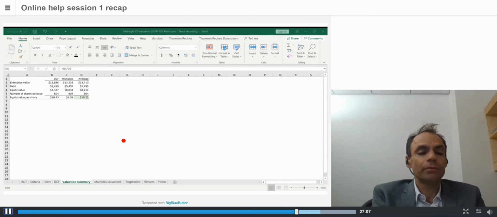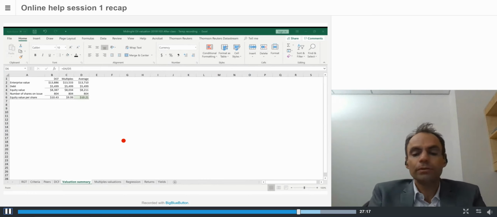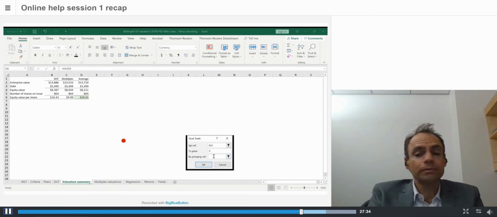So I can have a label here, the difference between input leverage and output leverage, as equal to cell B32 and B31. And then I can use goal seek to make those two numbers the same. So if I go to Data, What-If Analysis, and click on Goal Seek, I want to set cell B33 to a value of 0 by changing the input leverage.